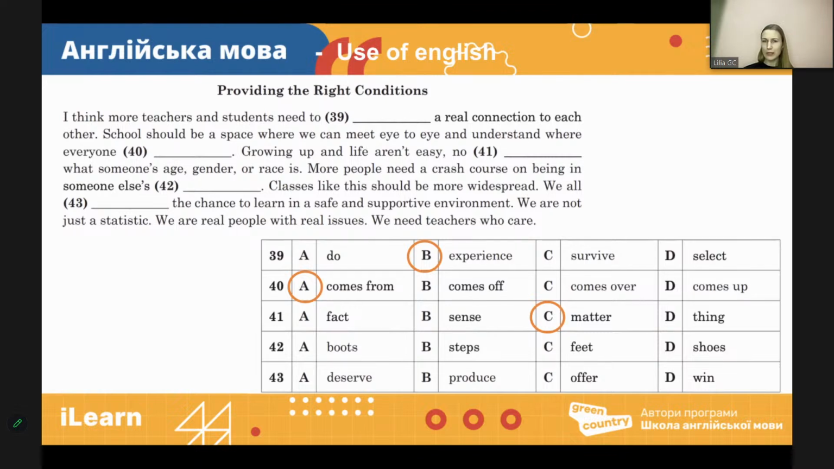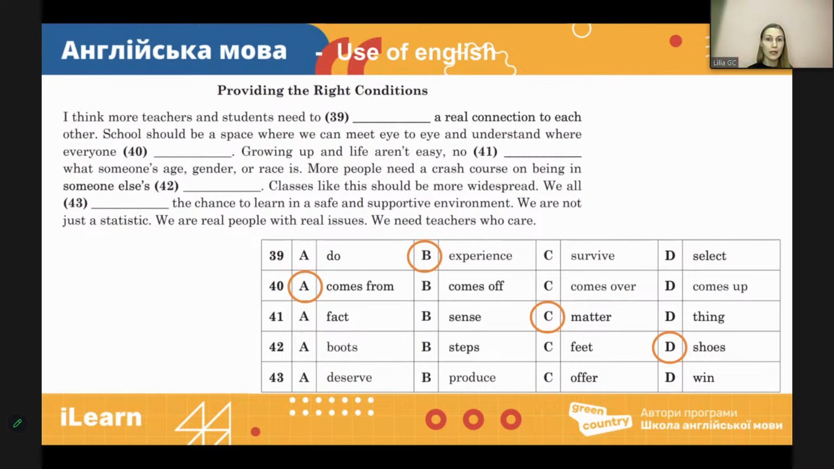Okay. No matter what someone's age, gender, or race is. No matter. Like, немає значення, неважливо. No matter. Okay. And 43. Oh, sorry. 42. More people need a crash course on being in someone else's. 42. D. Shoes. Be in someone else's shoes is an idiom. It's like бути на чиємусь місці. Directly бути в чиємусь взутті. So it's definitely not the most convenient thing. And only when you try that, you can understand how other people feel. So, be in someone else's shoes.